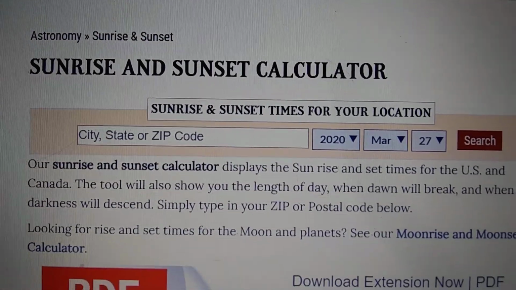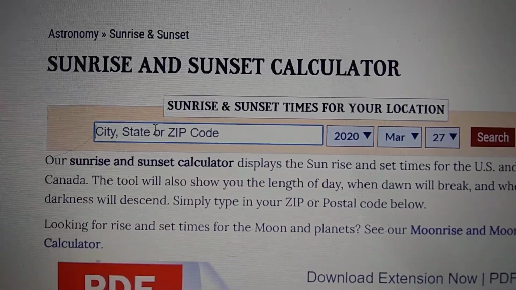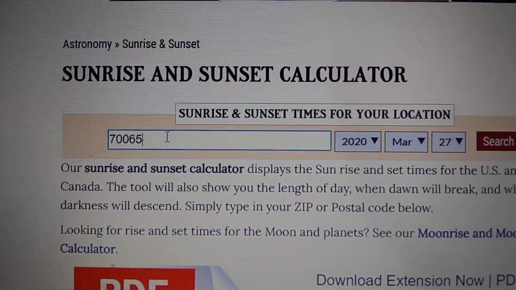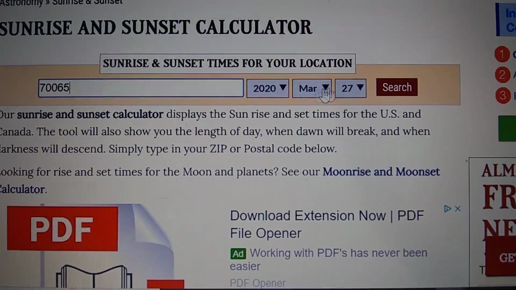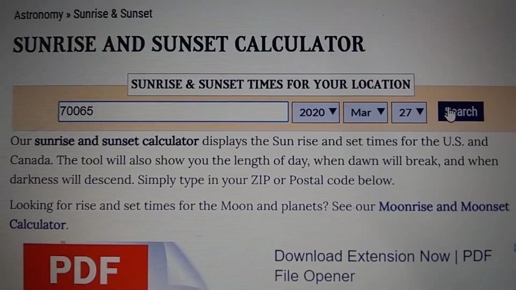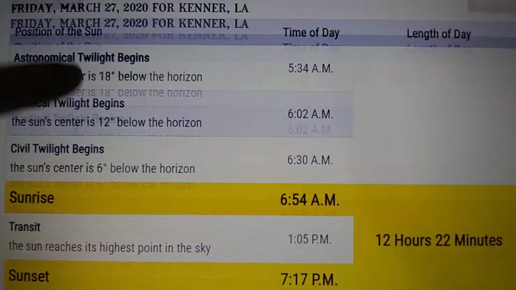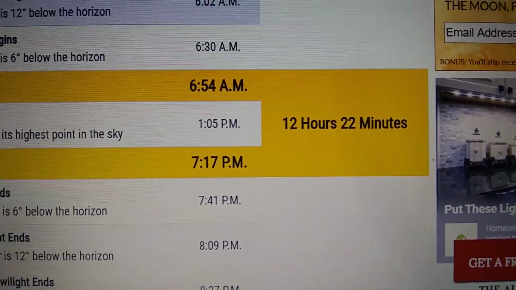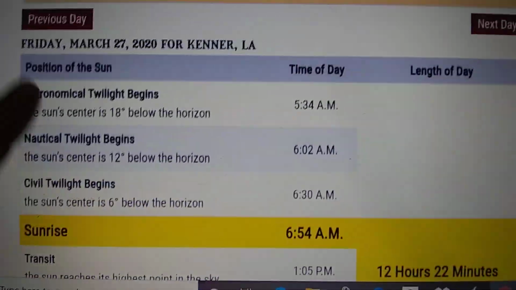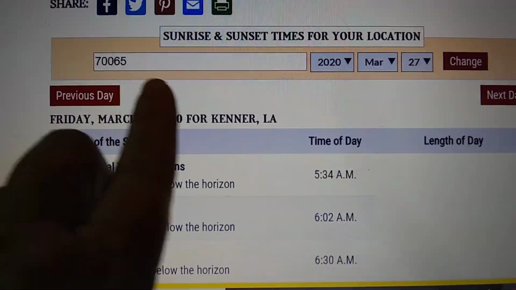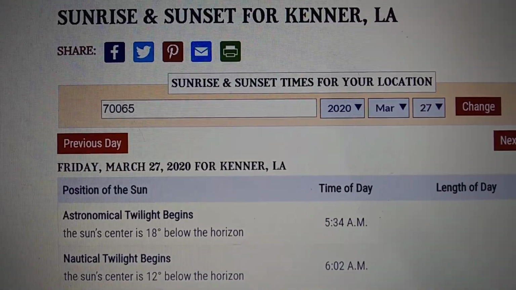So I went to the sunrise and sunset calculator, and you can put in your zip code. That's the zip code of our school. And you can see how many hours of sunlight there will be today. So there'll be 12 hours and 22 minutes of sunlight today. But it won't be like that all year long. So I put in one day for each month. And I made a chart. And I will show you the chart.